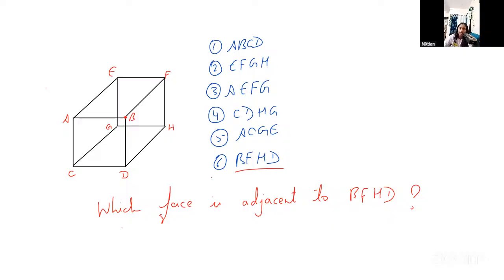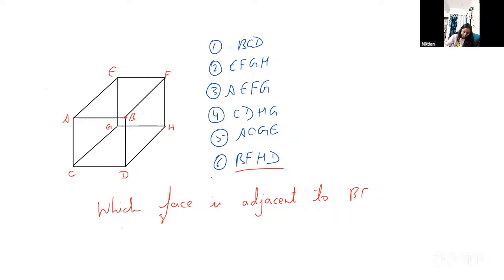Yes, ma'am. So I've explained to you the concept of parallel and the concept of adjacent. Now let's move on to the next thing, that is a cube. Shall I erase this? Yes, ma'am. I'll just erase the whole thing.